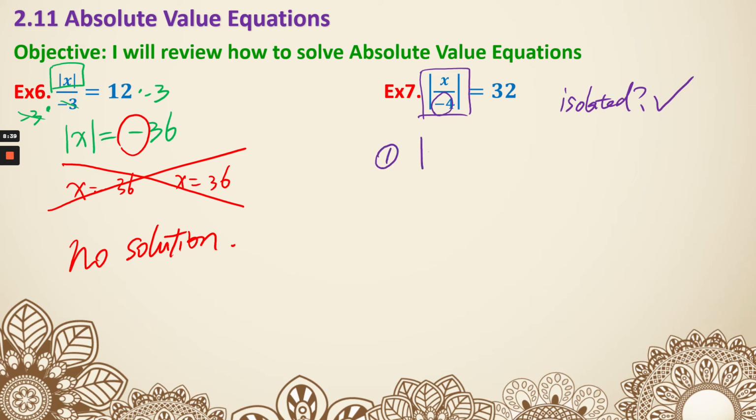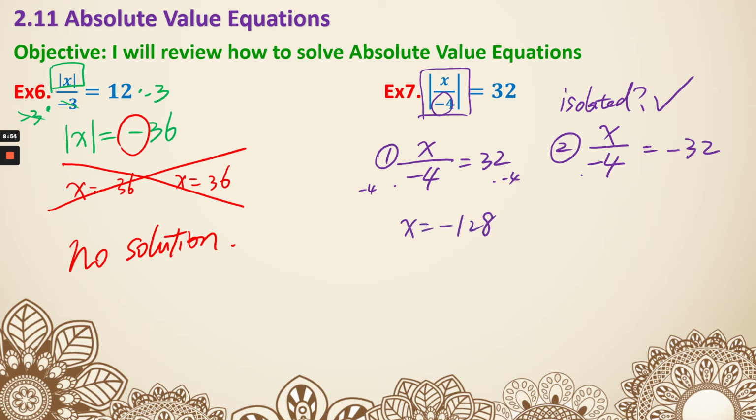First one, get rid of it. Remove the absolute value sign and just solve it normally. Second case, remove the absolute value sign, but I need to set it to the opposite. So this one, multiply both sides by negative 4. I got x equals negative 128. This one, multiply both sides by negative 4. I got x equals positive 128.